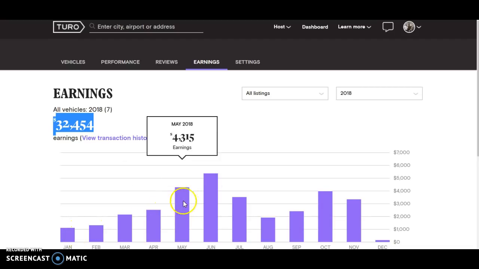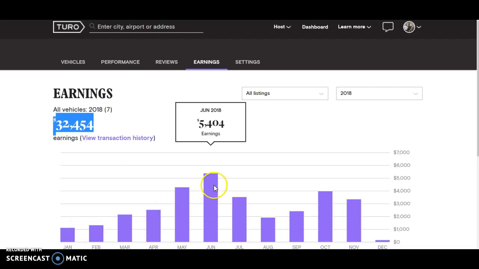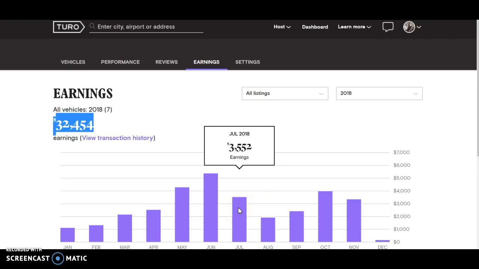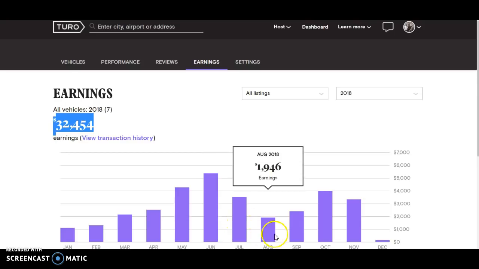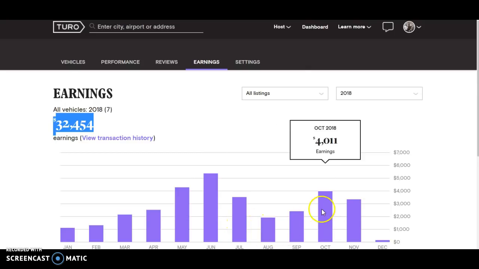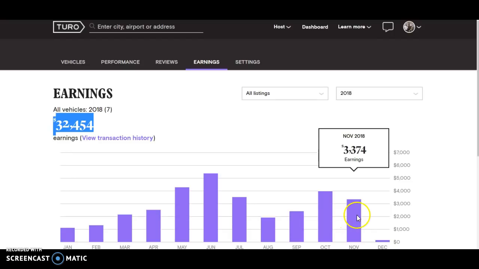adding vehicles, the demand going up with the summer holidays, kind of petered off with some things that Turo did, implementing deposits, as well as just less demand where we are locally, and then kind of rising back up through the holiday season. We had to take a car off here, and we were on vacation for most of this month. You can still see we earned $3,374. Not bad for being in another country.